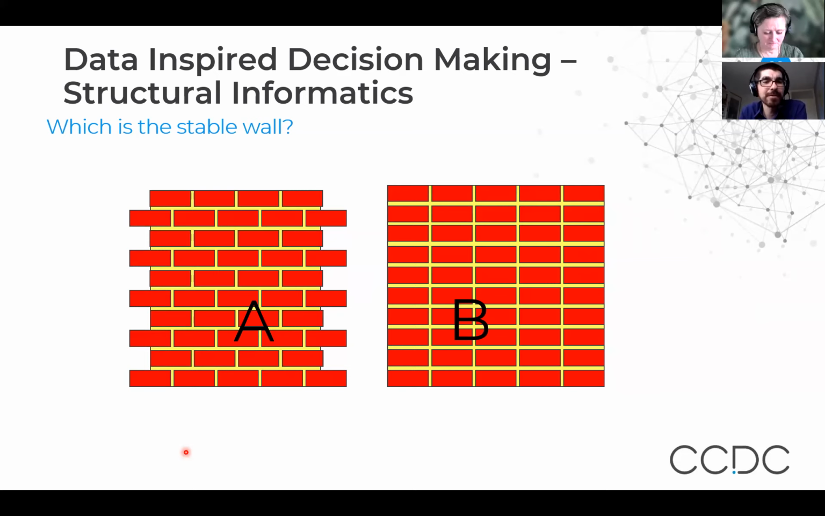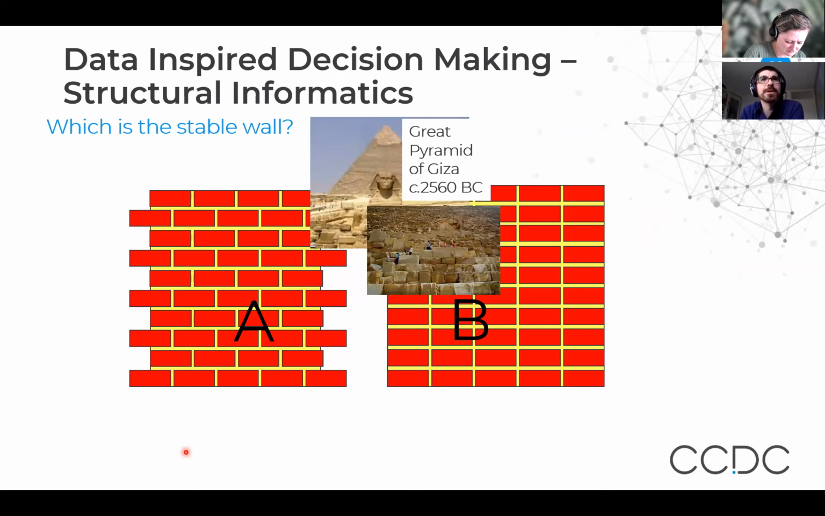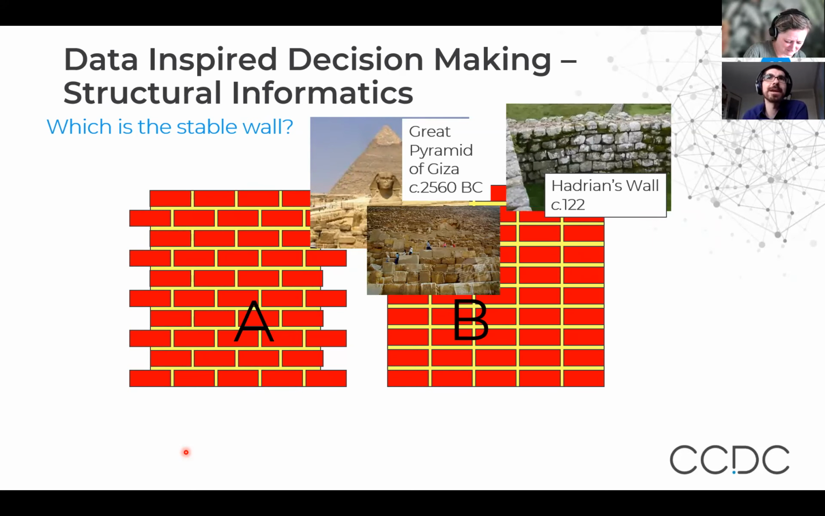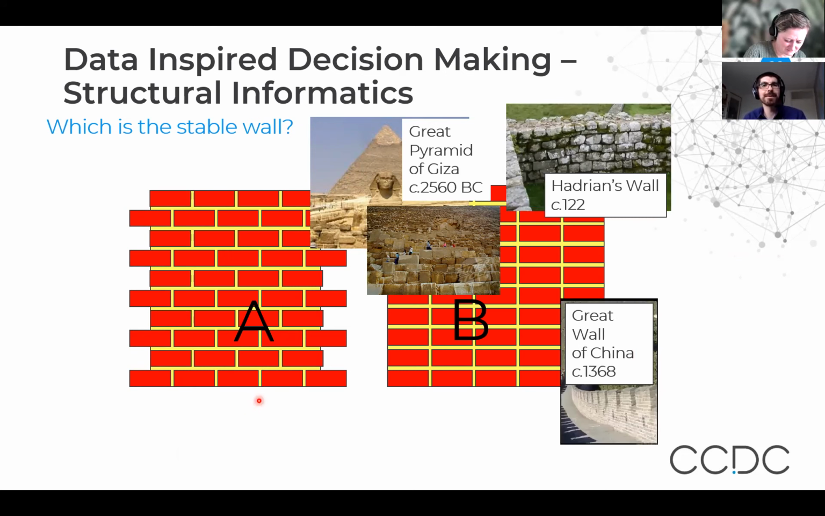So what I can do is think about my database of walls around the world, and I can look at what people have done before and other walls that haven't fallen down to make a more informed decision about how I'm going to build my new wall. So I can look at the Great Pyramid of Giza, and I can see motif A. I can look at Hadrian's Wall, and I can see motif A. I can look at the Great Wall of China, I can see motif A.